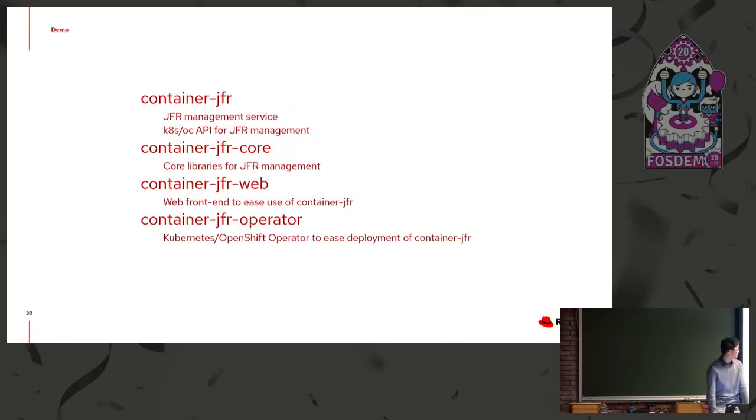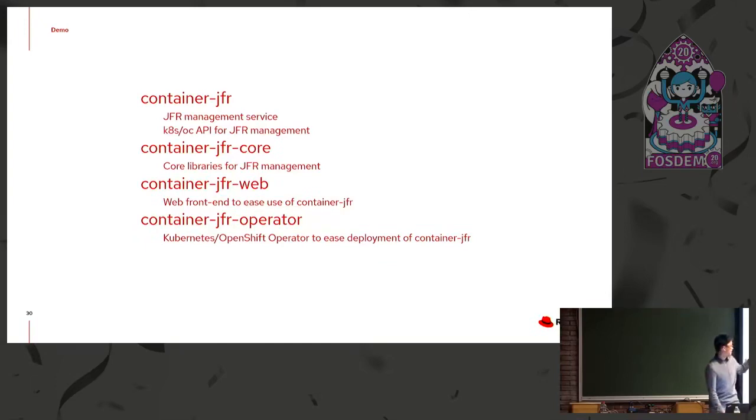So Container JFR is made up of 4 core components. Each of them are their own repository. There's the main Container JFR, which contains the management service, including the API for Kubernetes and OpenShift. There's the core, which has core libraries for JFR management. So the idea here is technically, if you wanted to write your own stuff, you could extend off our core library, which contains useful features for dealing with, for example, JVM discovery in OpenShift or Kubernetes.